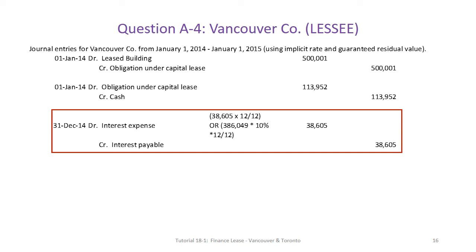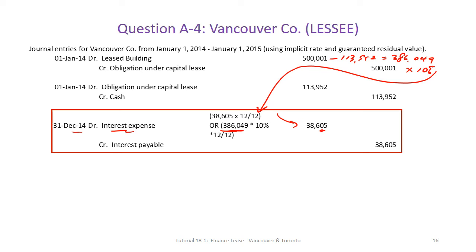Because we're using a different interest rate and our balances have changed, we're going to have to recalculate the interest expense. And so the balance in the T account, right, after taking 500,001 minus 113,952 gives us 386,049, and that times 10% is 38,605. Again, this is rounded. 386,049, 10% of that is 38,604.9, so 605, and that becomes our interest payable.